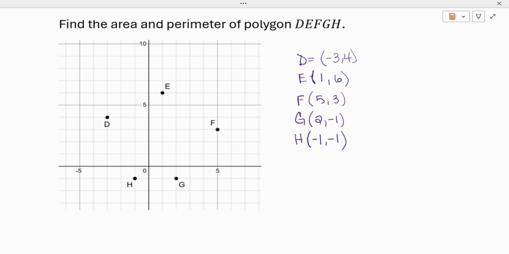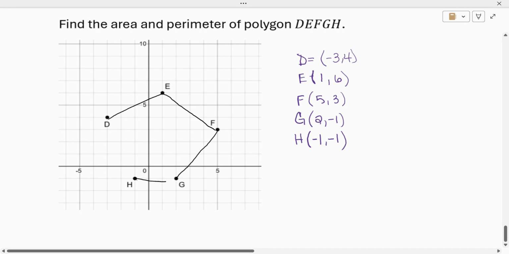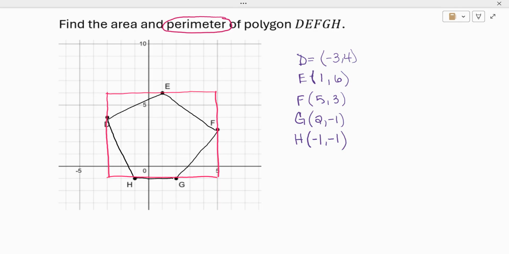So I'm going to plot my points. After you guys plot your points, I'm going to connect my vertices. And then I'm going to turn this into that fabulous rectangle that we worked with when we were calculating the area. Remember, this time we're doing the perimeter.